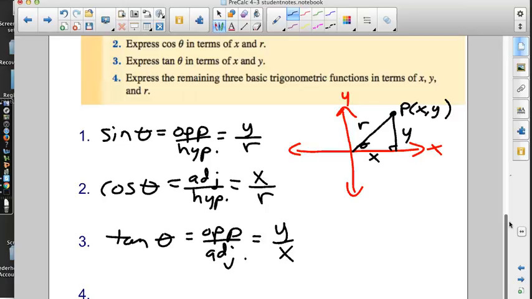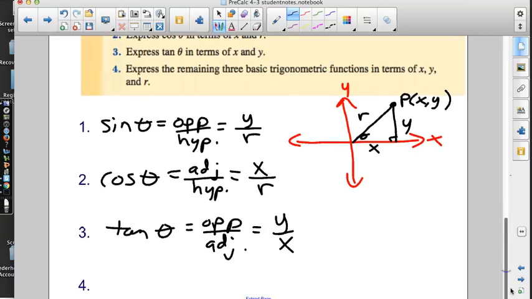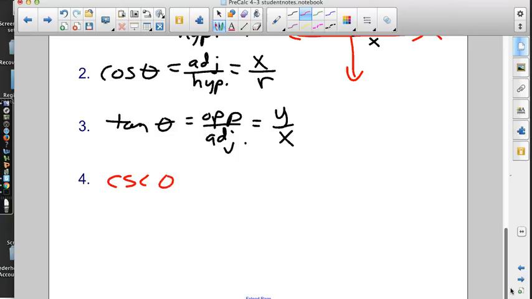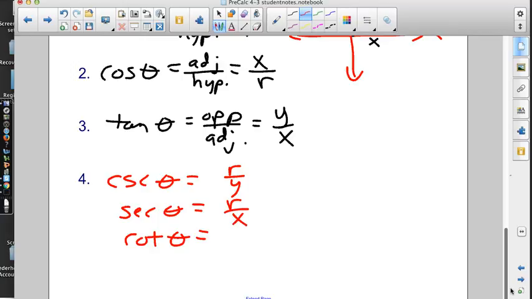And then it says, what about the other three? Well, we know those are just reciprocals. So the reciprocal of sine is going to be cosecant, the reciprocal for cosine is secant, and the reciprocal for tangent is going to be cotangent. So we just flip them. If sine is y over r, then cosecant is r over y. If cosine is x over r, then we'd have r over x for secant. And tangent was y over x, so cotangent is x over y.